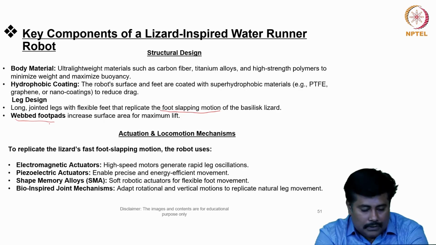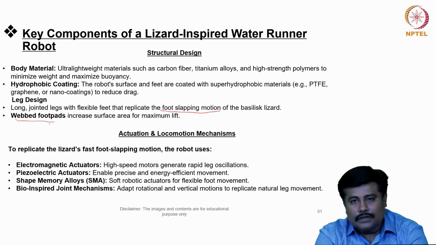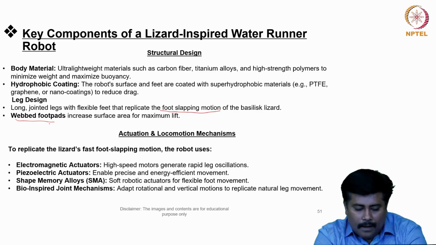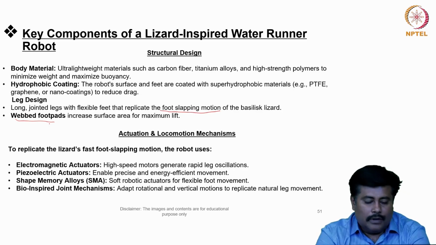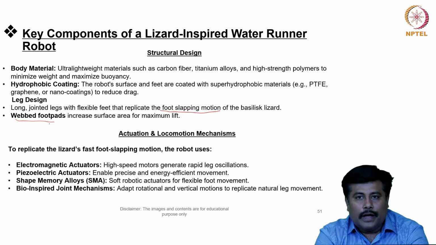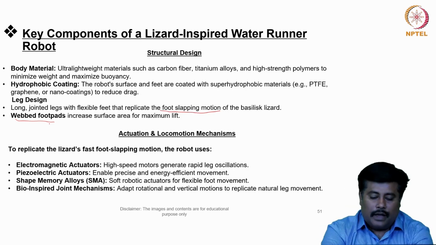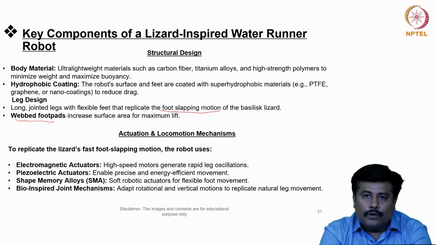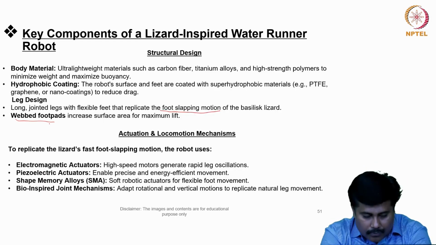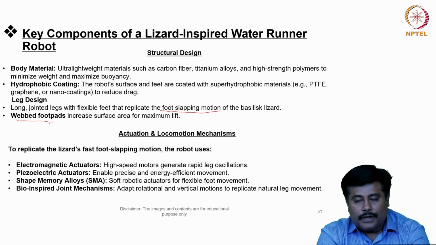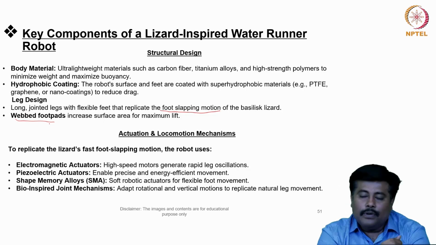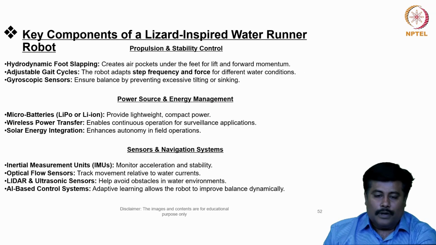Then we have the piezoelectric actuators. As far as these piezoelectric actuators are concerned, they enable precise and energy-efficient movement. We have the shape memory alloy actuators. These shape memory alloy actuators are a kind of soft robotic actuator for flexible foot movement. Then we have the bio-inspired joint mechanism. Ideally it has adaptive rotational and vertical motions to replicate the natural leg movement.